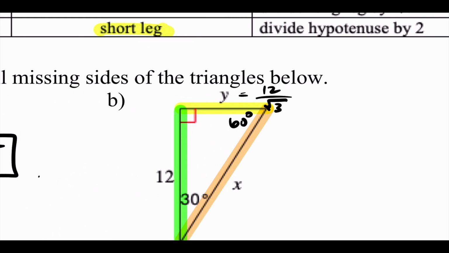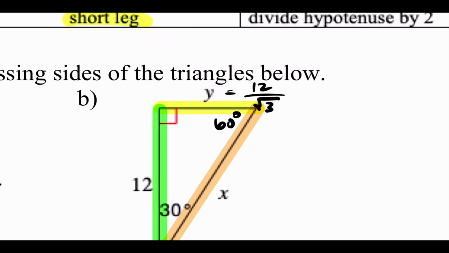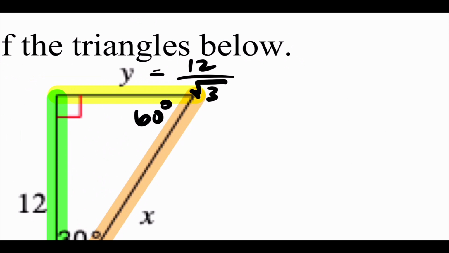What's the problem? Why can't I say I'm done with that one? We did this before. What's the problem with 12 divided by the square root of 3? Yeah, we can't have a square root at the bottom. We can't finish with a root on the bottom. We can finish with a root on the top, but not on the bottom. So to fix it, we have to do what's called rationalizing. That's multiplying by the square root.